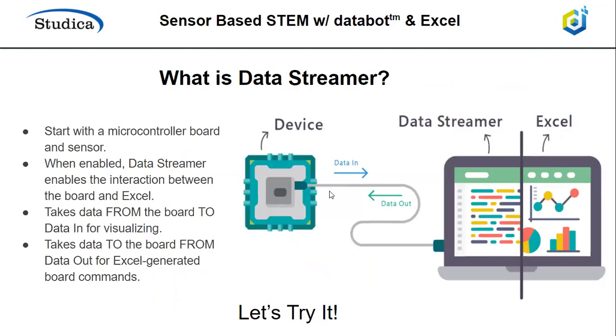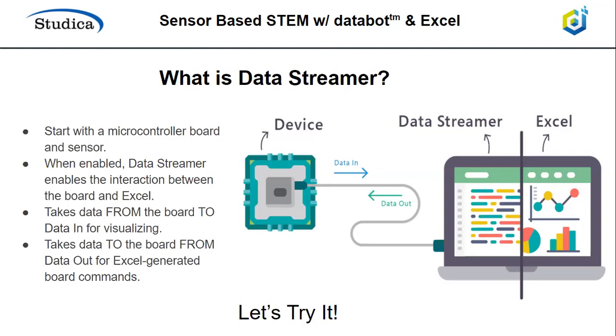Now we've already gone through about 17 minutes, so I'm going to jump onto the next part here because I want to have time to actually show you how Databot and Excel work together. And this next step, we're going to switch over and actually show you Excel. I'll show you how to turn on Data Streamer and how it works.